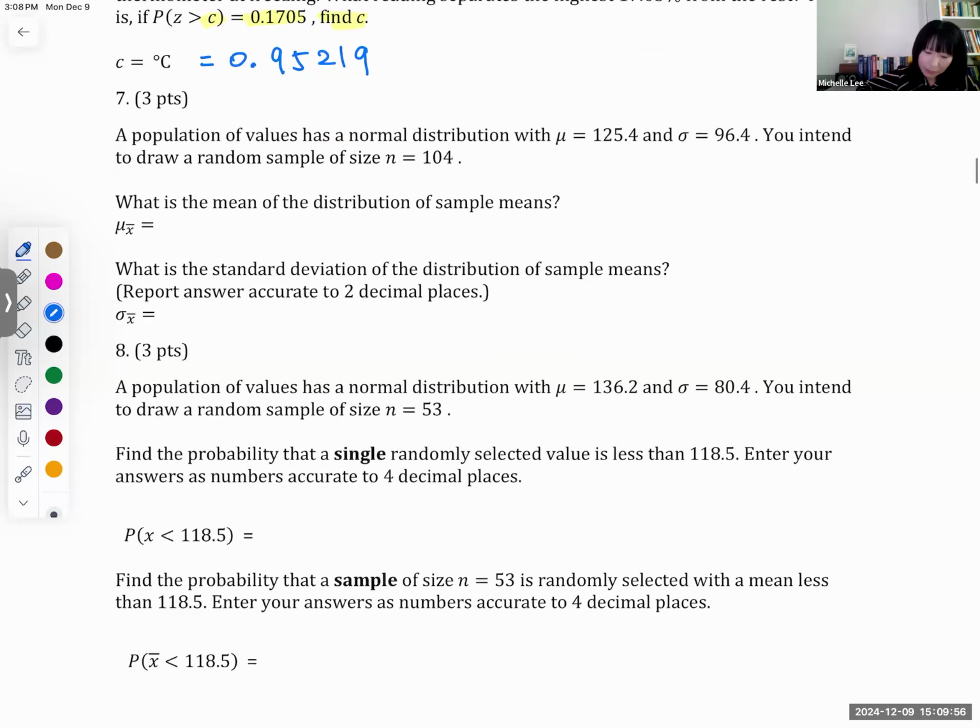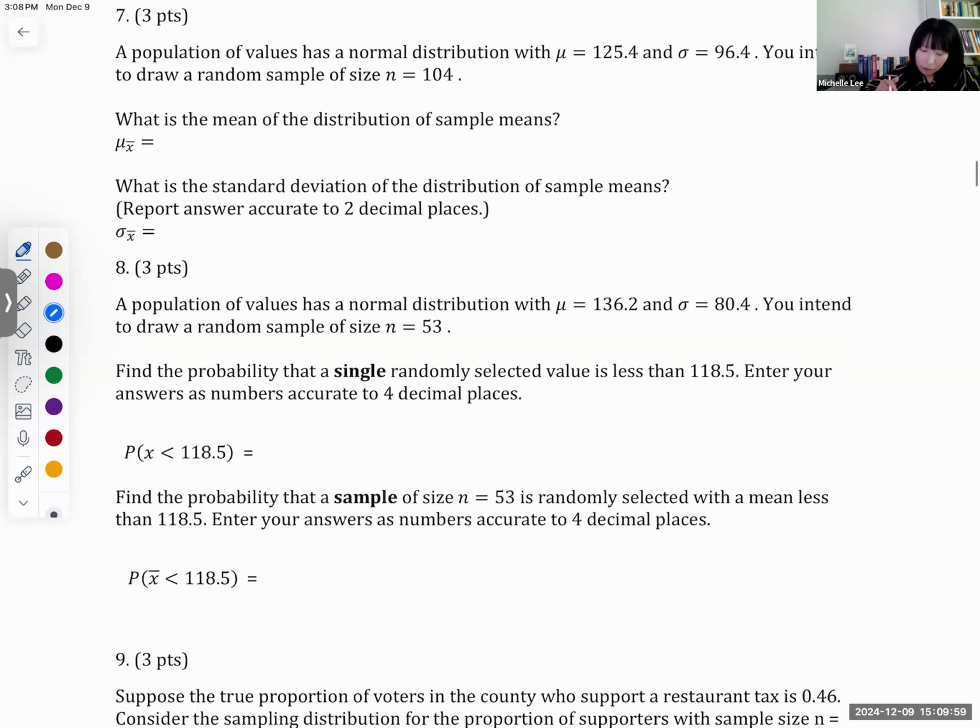All right, number 7, normal distribution with mu equal to 125.4, sigma equal to 96.4, sample size equal to 104. Okay, what is the mu sub x bar? What's the formula for that? Mu sub x bar.